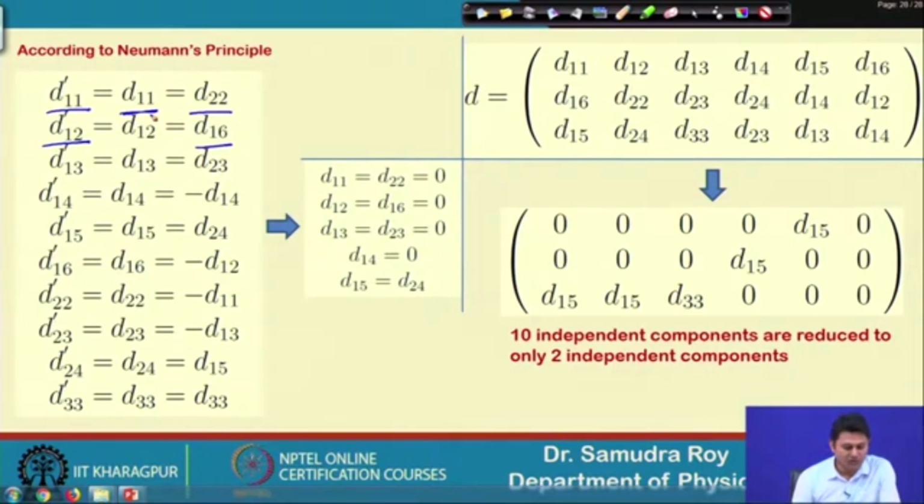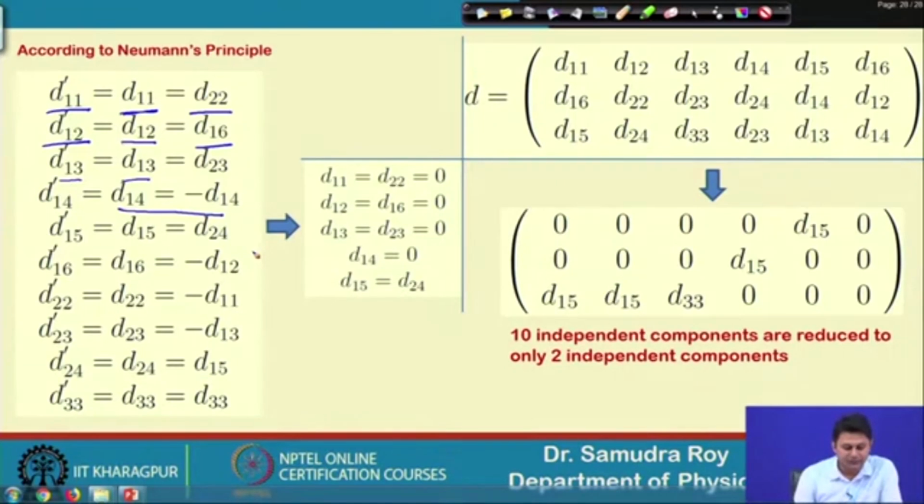Once I am applying the symmetry operation, Neumann's principle is valid, and Neumann's principle suggests that if you apply the symmetry operation, then the new component, which is the prime component, should be equal to the old one. So, D'11 should be equal to D11, D'12 should be equal to D12, D'13 should be equal to D13 and so on. That means we will have a relationship between these: D11 and D22 should be equal, D12 and D16 should be equal, D13 and D23 should be equal. So, we have these conditions.